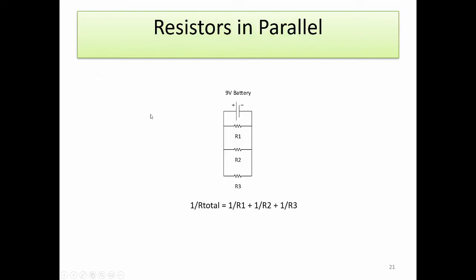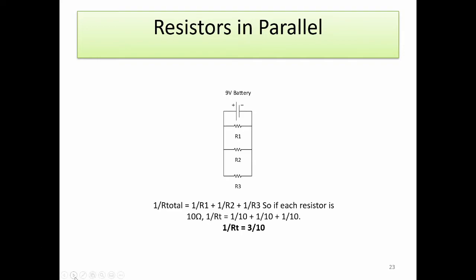Resistors in parallel is a different story. And the equation to work out the total of resistors in parallel is 1 over R total equals 1 over R1 plus 1 over R2 plus 1 over R3, etc., depending how many resistors you have. So in this example, if each resistor is 10 ohms, 1 over R total, RT, equals 1 over 10 plus 1 over 10 plus 1 over 10. So 1 over RT equals 3 over 10. Therefore, RT equals 10 over 3, which is 3.33 ohms, 3 1/3 ohms.